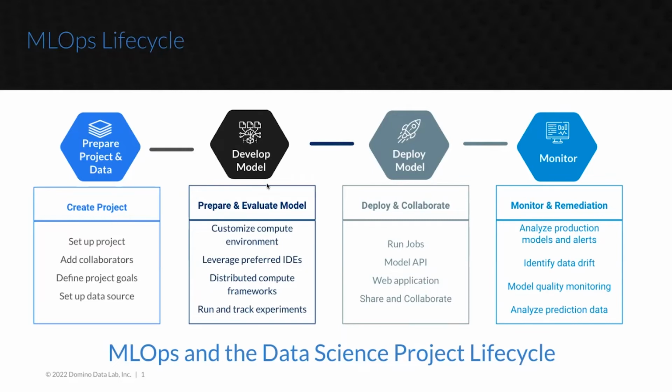From there, we're going to go into the second layer, which is really where you're going to develop the model. So you're going to prepare and evaluate your models. What that means, in Domino's context, is we're going to customize the compute environment you're going to need. For instance, whether you're going to use Spark, Ray, Dask, or MPI, something along those lines, as well as leverage your preferred IDEs as a user or a set of users as data science practitioners, where that means you want to use VS Code, PyCharm, Spyder, RStudio. It's up to you, really.